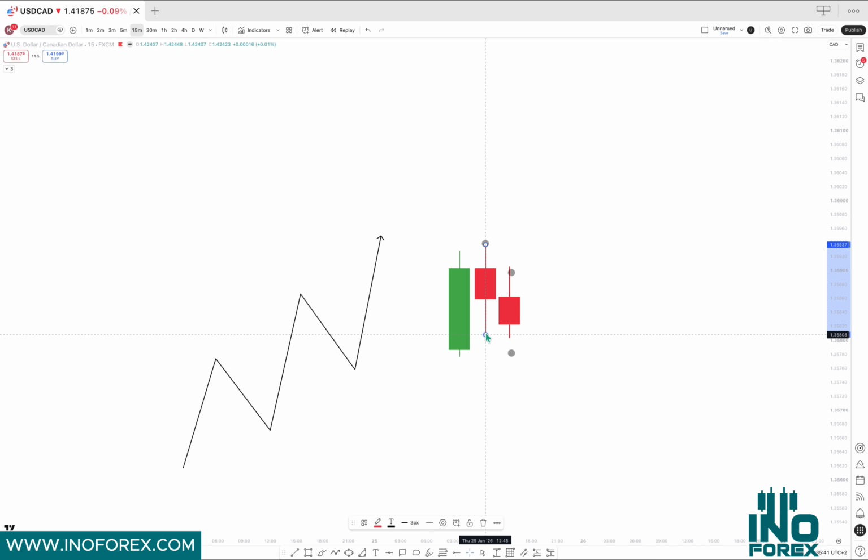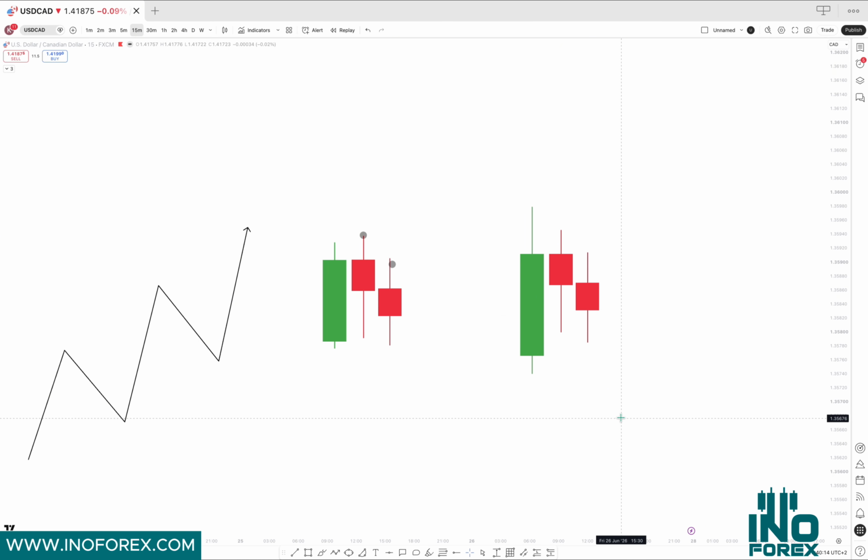For example, if this candlestick reaches this point, we will not say that the market made a pullback. Why? Because this candlestick didn't take a previous candlestick low. We will confirm a pullback in the market if the low of this candlestick takes the previous candlestick low, like this.